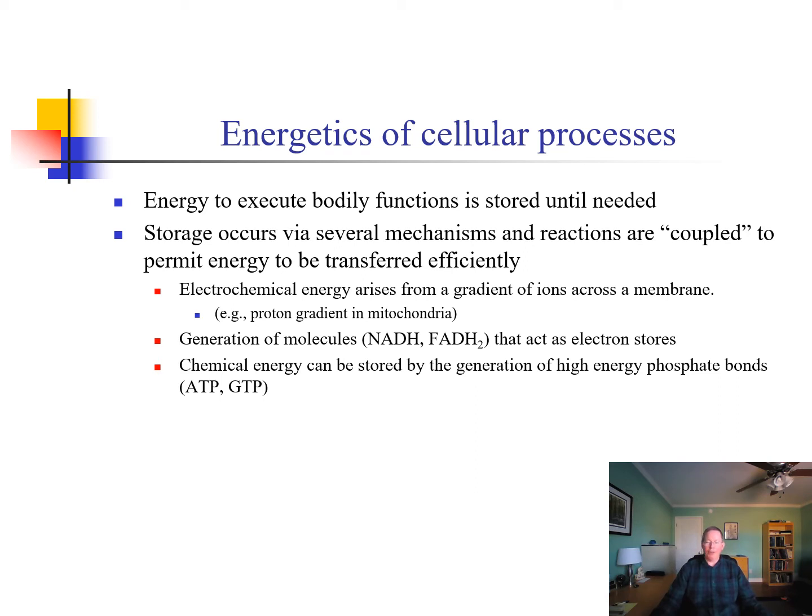I can have energy that is bound to certain molecules that act as electron stores, such as NADH or FADH2. And I can also have electrochemical gradients that arise from ions that could transfer across a membrane. In particular, proton gradients that are made from things that come out of the Krebs cycle will create a proton gradient in the mitochondria, and that's used to synthesize ATP.